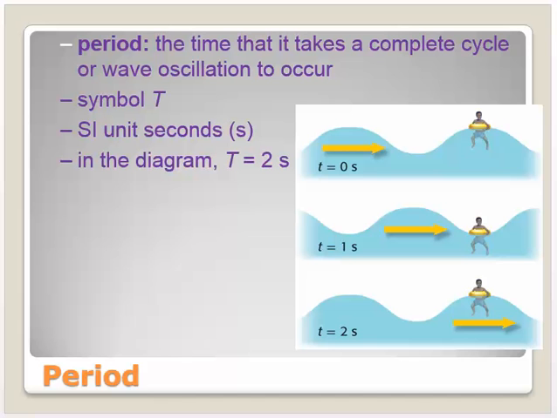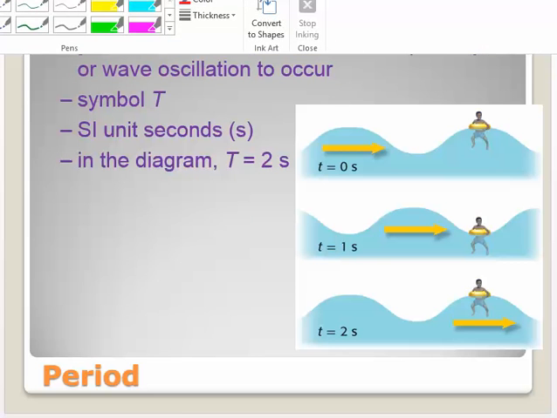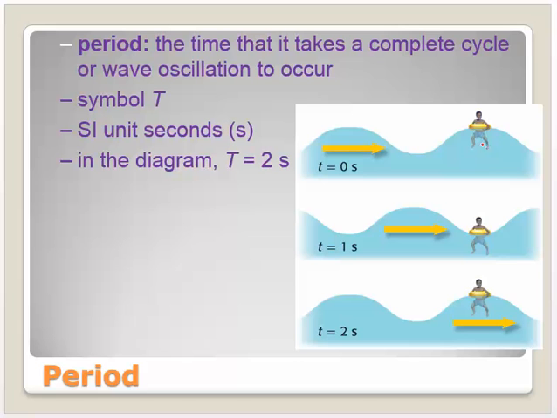Okay, another thing we're going to talk about here is period. Period is just simply a time for one cycle to happen. This person over here on this wave is going to go down and back up. And that's what you see here. Now they're about halfway down, and now they're back up.